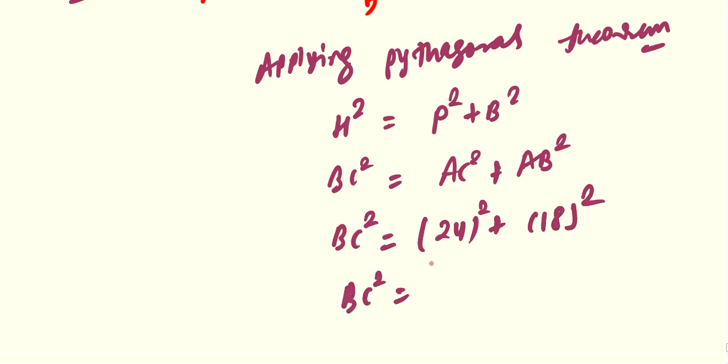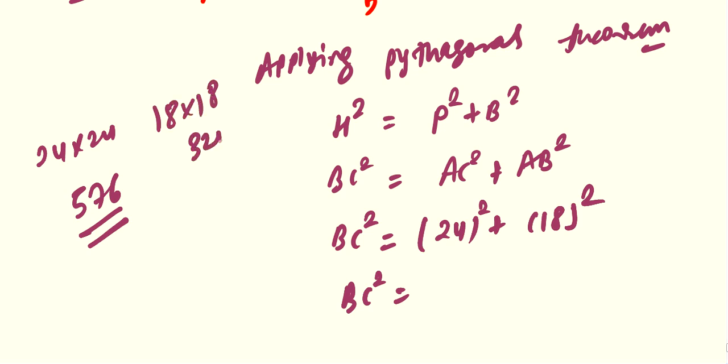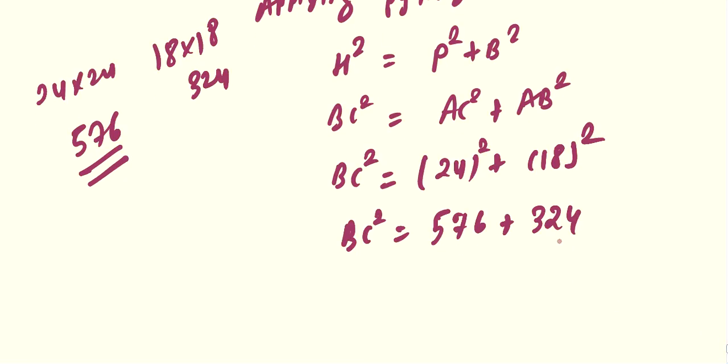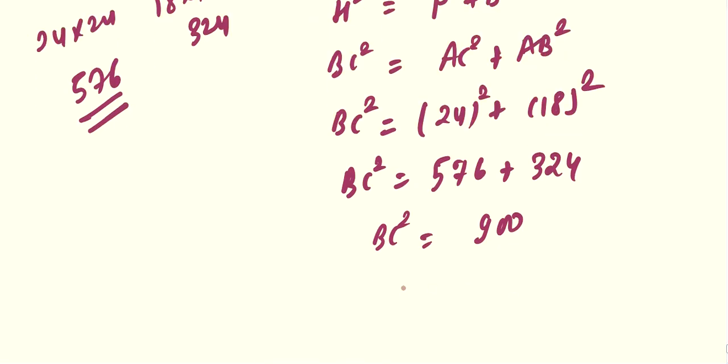Now BC square equals to 24 square, means 24 into 24, so you will get 576, and 18 into 18 you will get 324. So now BC square equals to 576 and 324. Adding these you will get BC square equals to 900, then BC equals to under root 900.